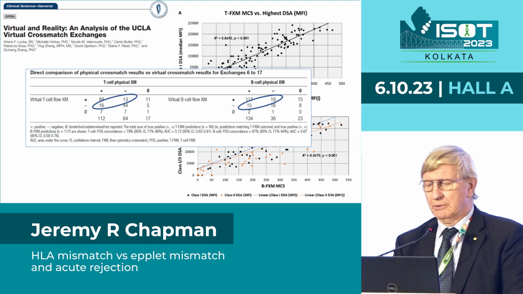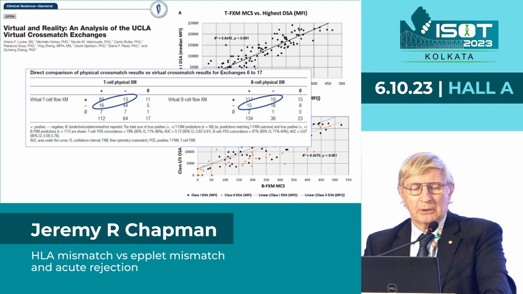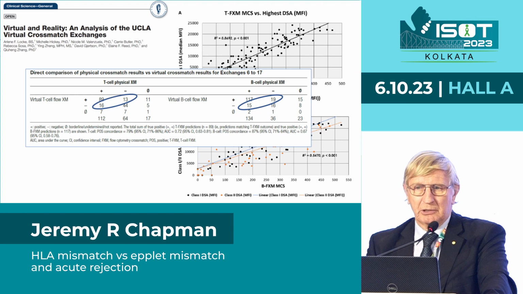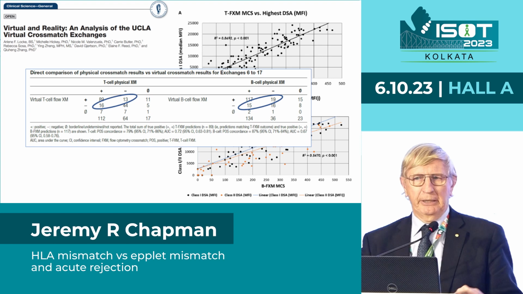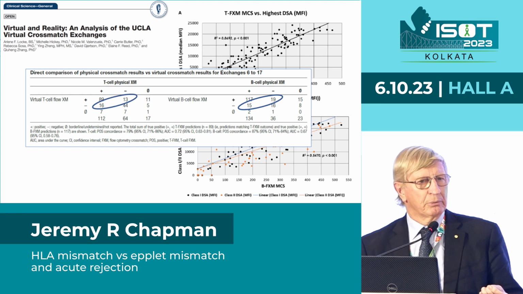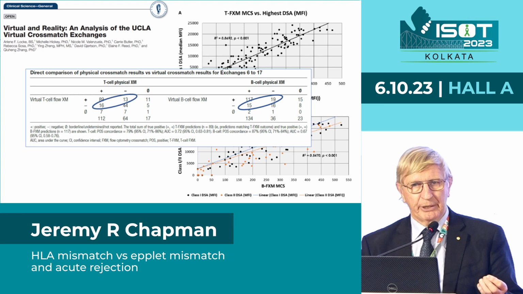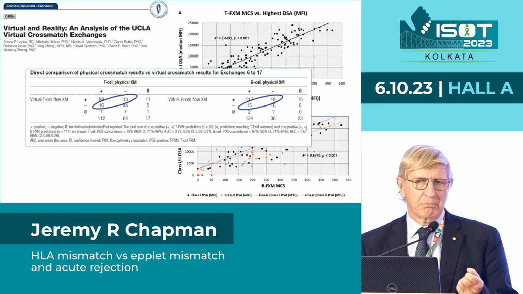And there's the B cells. 15 that the physical cross match picked up, which were missed by the virtual cross match. So there's about an 80% concordance between the virtual cross match and the flow cross match. Beware the computer. It doesn't have all the answers because you're not putting into it everything. You're only putting into it what you're testing. And this is especially true in India. These systems are normalized, tested for in Caucasoid, North American Black, and North American Asian populations. They're not normalized for the heterogeneity that you have across India. Beware. This would be worse in India.